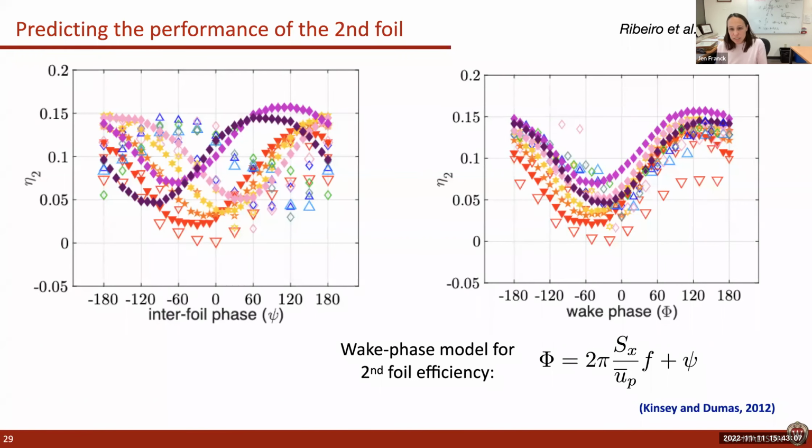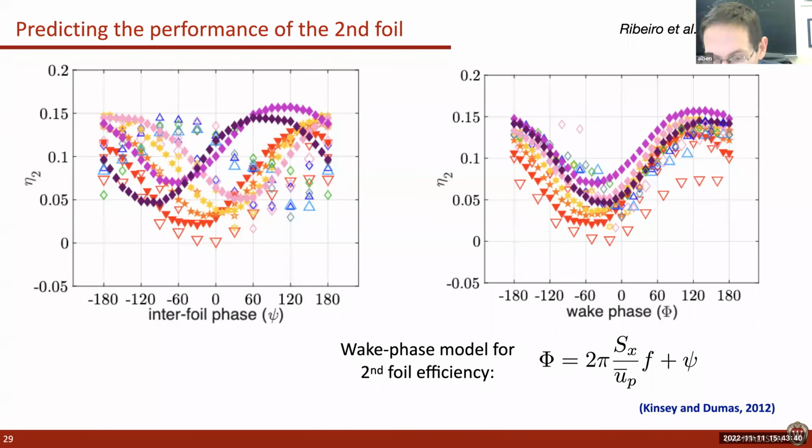So by doing this, we can collapse this data a little bit into what's called a wake phase. So the right-hand side has this wake phase parameter, and it's capturing kind of the maximum and minimum wake phase that you can have in order to get the optimal efficiency for your second foil. Okay, so this was a great finding. However, it's not capturing everything.